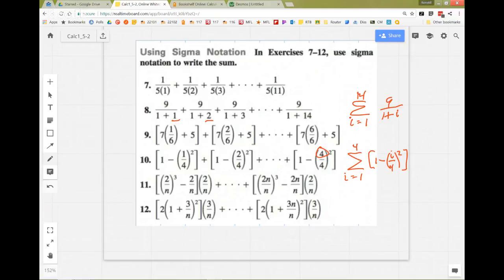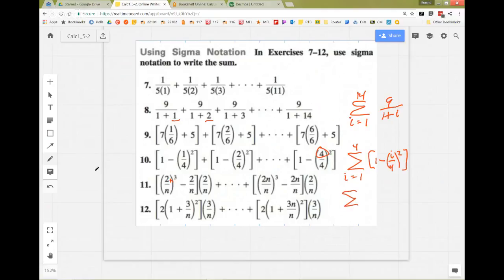How about number 11? What's the same and what's changing? Well, we got 2 over n cubed. Yeah, this one's a little harder to see. What's the difference between 2 over n cubed and 2n over n cubed? Well, you could think of this being an n2 if n was 1, right? That's an n2 if n is 1. So now that's a little bit harder to see, but that's a clue.